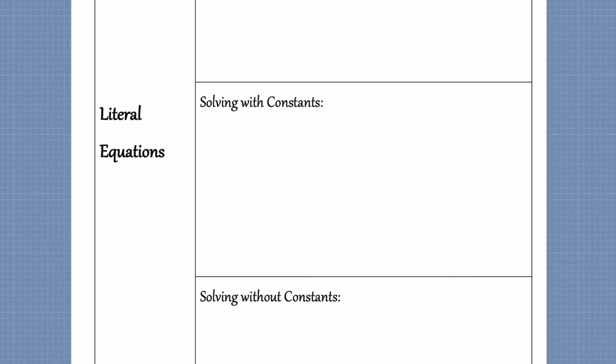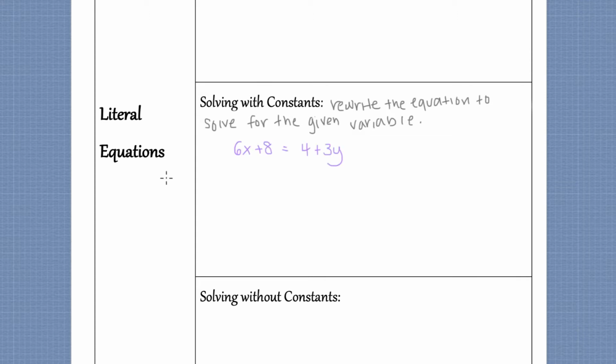So in general, when you are solving a literal equation, they will usually give you a variable to solve for. Like solve for x, solve for y, solve for a, solve for b, something like that. And what you really want to do when you're solving with constants is to rewrite the equation to solve for the given variable. So an example over here is, let's say that we had this equation that says 6x plus 8 is equal to 4 plus 3y. And it wants us to solve for x.